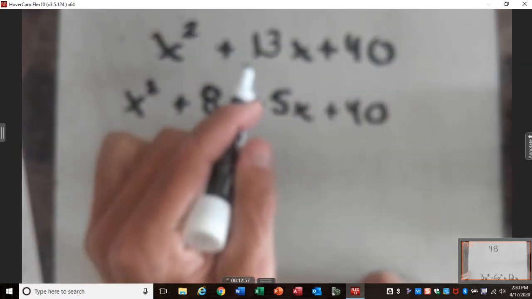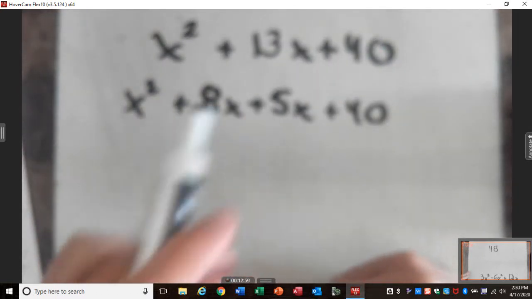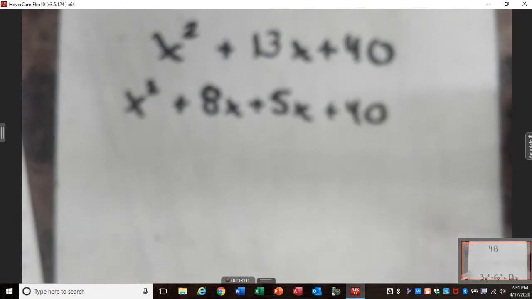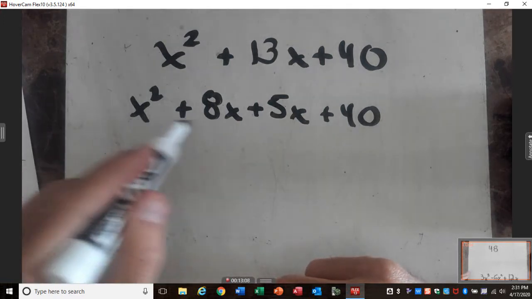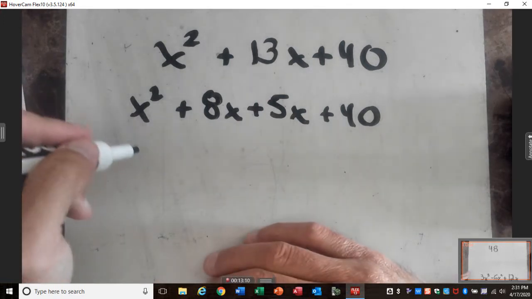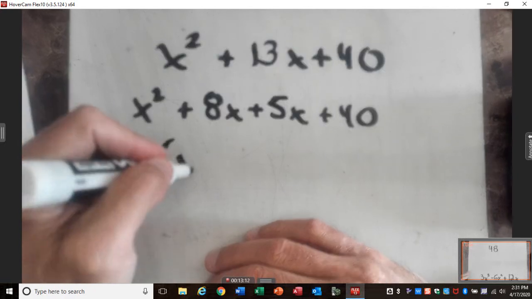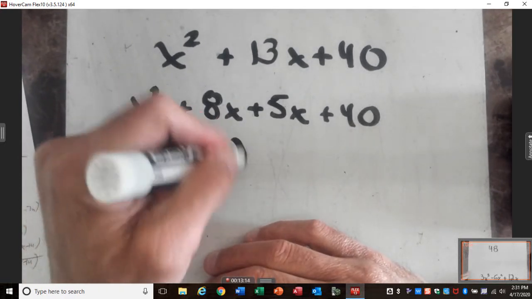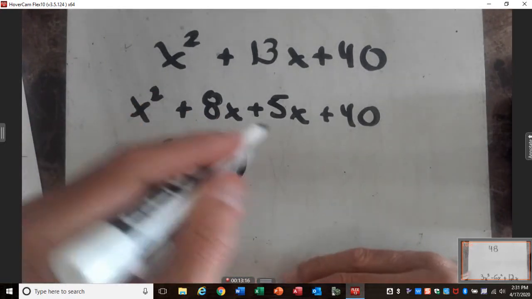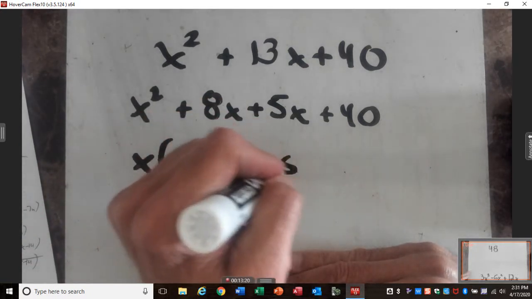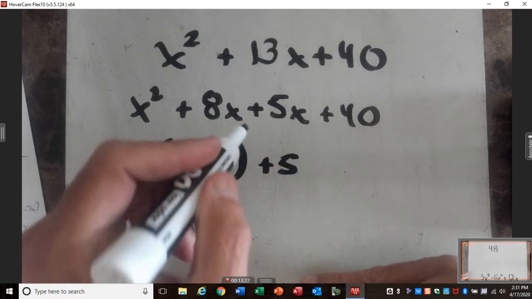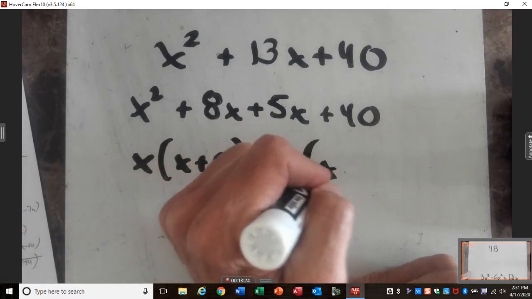Factors of 40 that add up to 13 are 8 and 5. I don't know why this focus thing is going in and out. It's kind of annoying. Okay, take the first two and group them together. So we're going to take an x and write it as x plus 8. I'm going to start going a little bit faster with some of these because I think you're getting it. What's common here is a 5, so we'll write a 5. Remember, no x, don't pull an x out. And then divide by 5, you're going to get x plus 8.